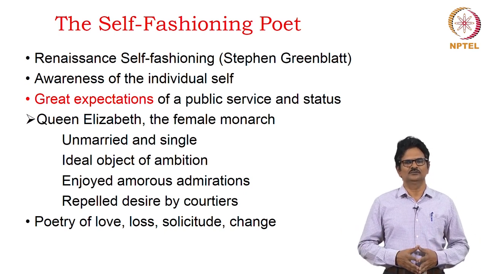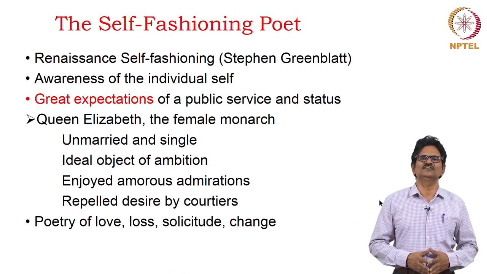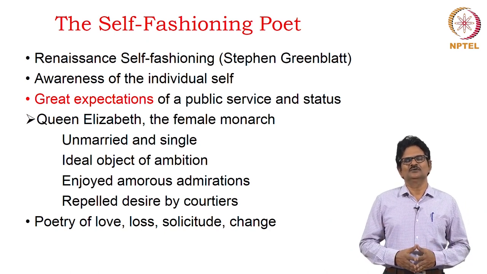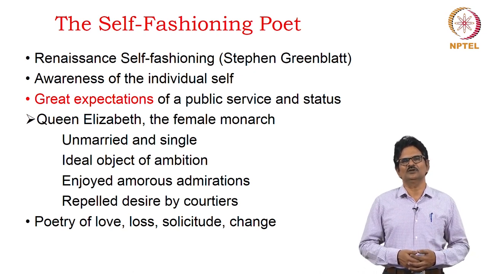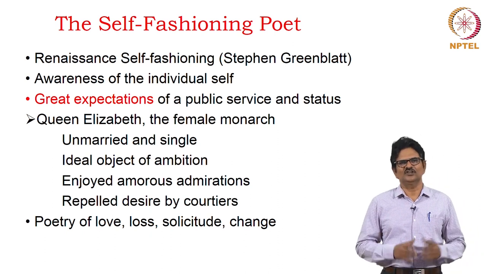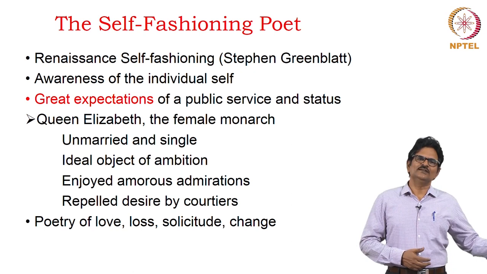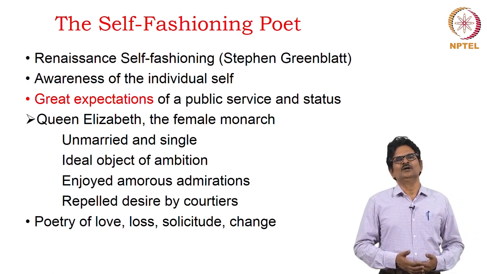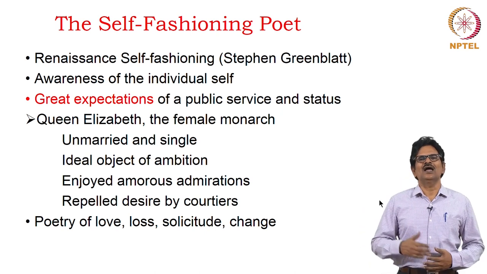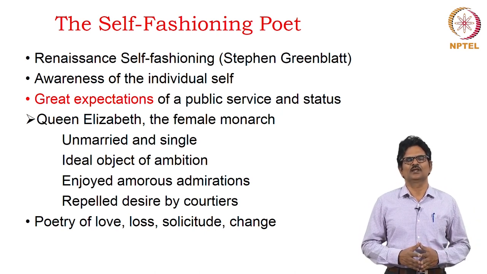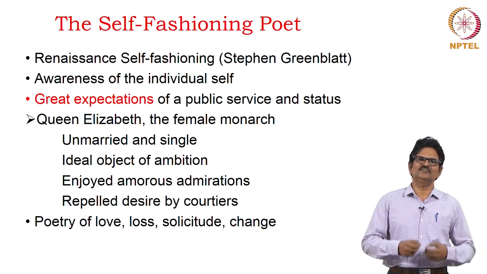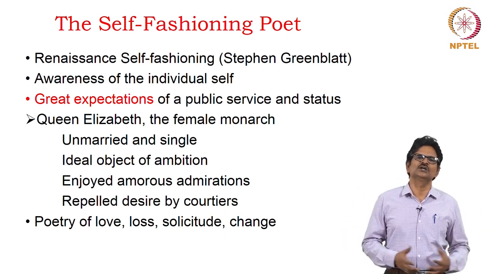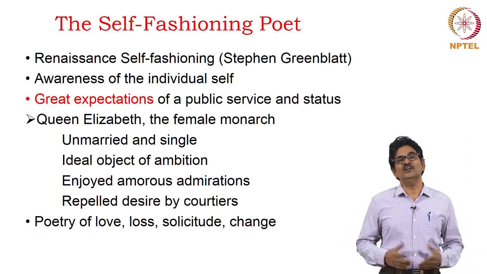They were educated, and so they had great expectations of public service and status. Queen Elizabeth, the female monarch of this time, gave this kind of expectations to people. She was unmarried and single, so everyone aspired. She was the ideal object of ambition for every man of the time. In her own life, she had a tendency to enjoy amorous admirations from her courtiers. However, when some courtier expressed some deep desire, she did not like it, she repelled it. So many of these poets wrote a poetry of love, loss, solicitude, and change.